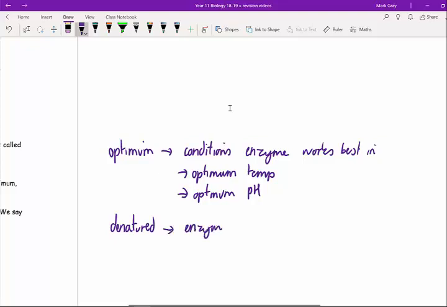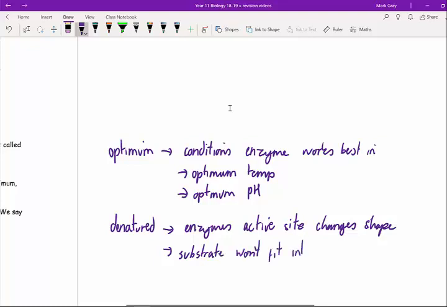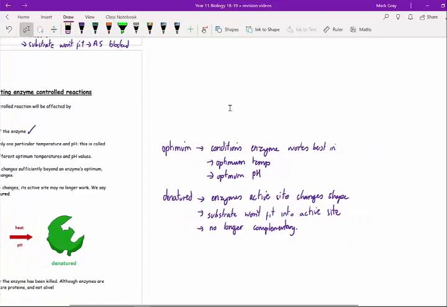the enzyme's active site changes shape, and that means that the substrate won't fit into the active site. So they are no longer complementary. So instead of having a shape that matches, they've got a shape that doesn't match.